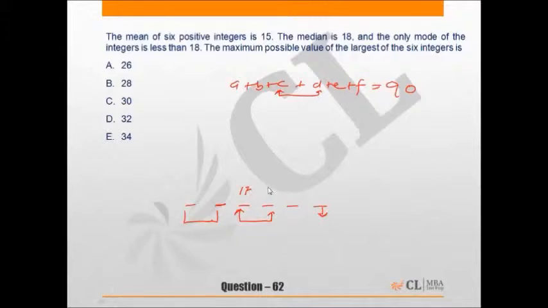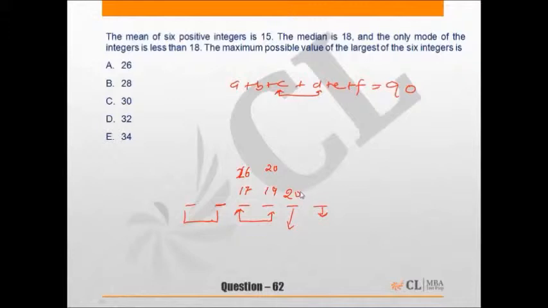So cases could be like 17, 19, 16, 20 and so on. However, here we have to maximize the value of the largest term. So we need to minimize the value of the second largest term, which is only possible if we take the two middlemost terms as 17 and 19. In that case, we would be able to assign the minimum possible value to the second largest term, and in this case it will be 20.